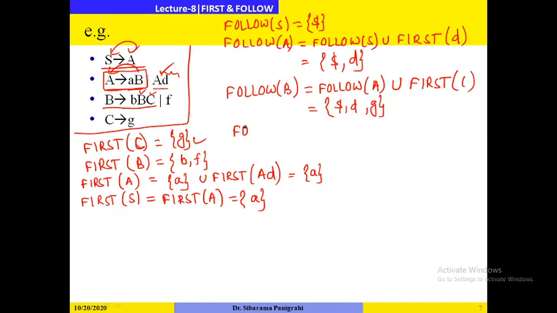Now let me compute follow of C. Follow of C means which production you have to look at? You have to look at this production, B gives BBC. Here C appears at the end. So follow of C equal to follow of B. So you will get dollar D. So I hope all of you have understood how to compute first and follow for this example.